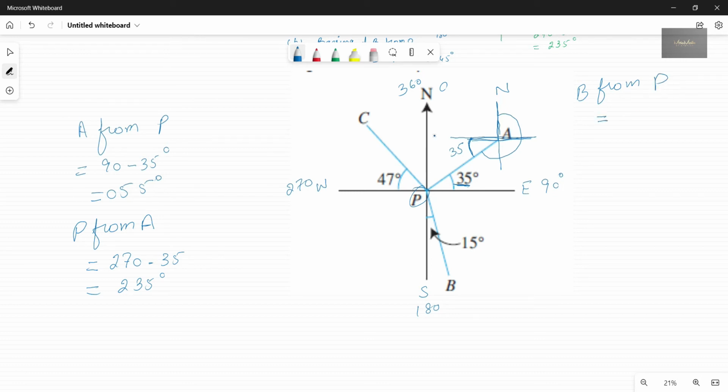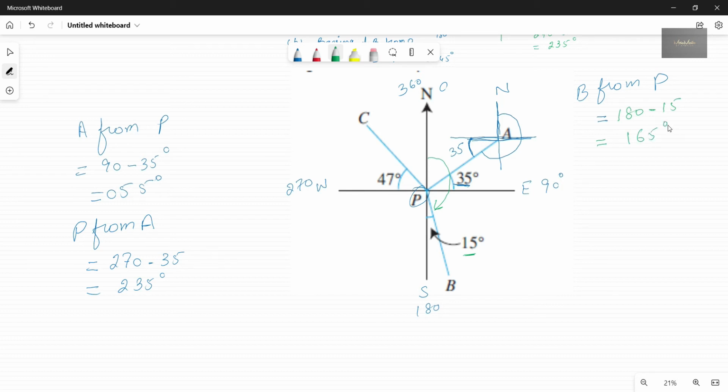Now for B from P, the bearing angle should start from north and will go towards the line of PB. PB is our desired line, it is our desired direction. Can you guess how we can find it? Because the given 15 degree angle is touching the line of 180, and this quadrant will have all the values between 90 to 180, meaning less than 180, so you need to subtract it. 180 minus 15, so your answer is 165.